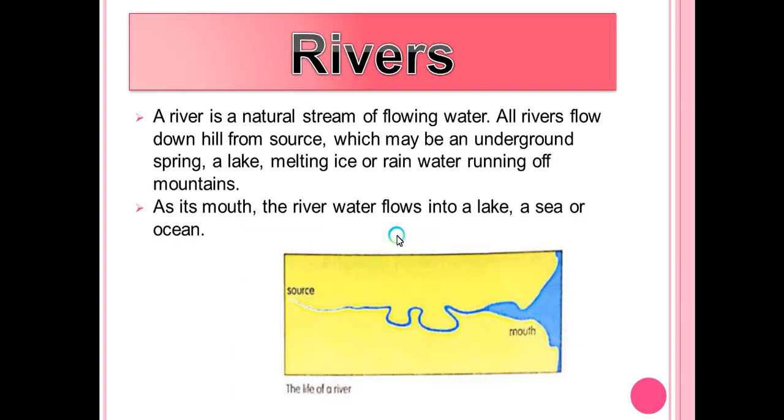A river is a natural stream of flowing water. When we talk about natural, natural means nobody created it. It comes from nature. Rivers flow down from a source. Can you see the picture? The source may be an underground spring, a lake, melting ice, or rainwater running off mountains.